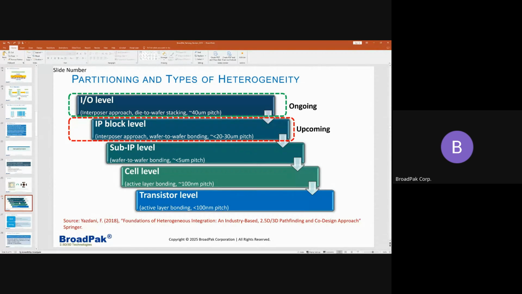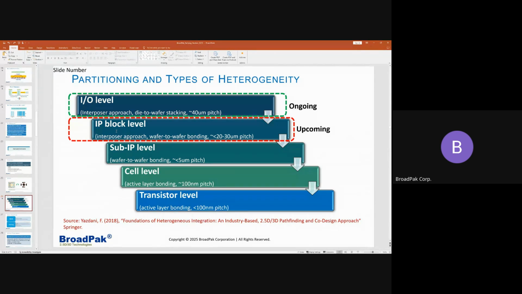What is ongoing right now is at the I/O level, meaning at the IP, at the interface. And for that, usually at 40 micron pitch, we can do the die to wafer stacking, and this is ongoing. What is going to emerge and is upcoming is partitioning at the IP block level. And if you partition your SoC at the IP block, then you're going to need an interposer, and probably we need wafer to wafer bonding, and the bump pitch is probably less than 20 to 30 micron pitch.